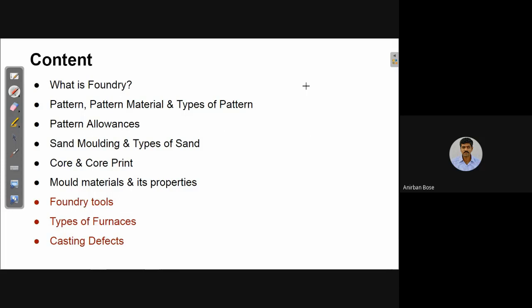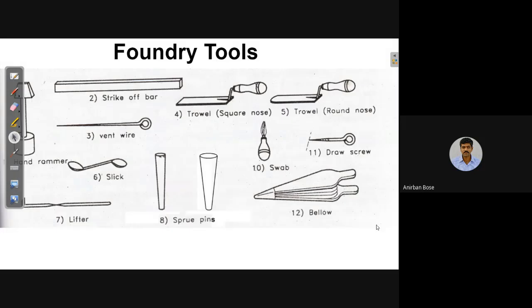This is the second lecture on Foundry Shop. In the last lecture, we have already covered the topics that you can see in the black color. Today we are going to cover the remaining headings that you can see: foundry tools, types of furnaces, and casting defects. So there are different kinds of foundry tools that we are going to see one by one.